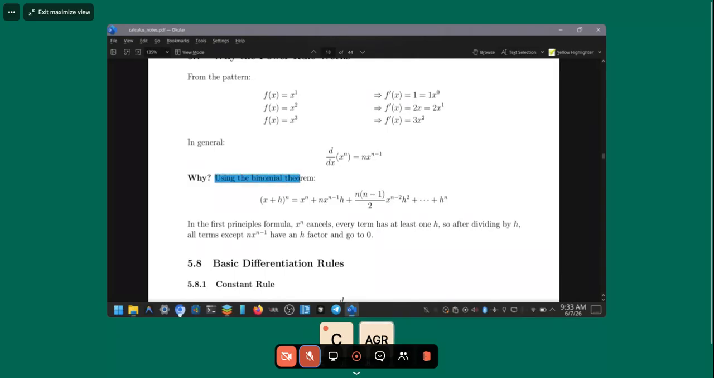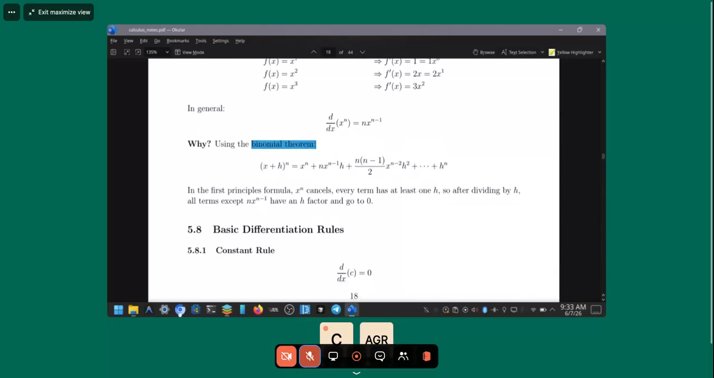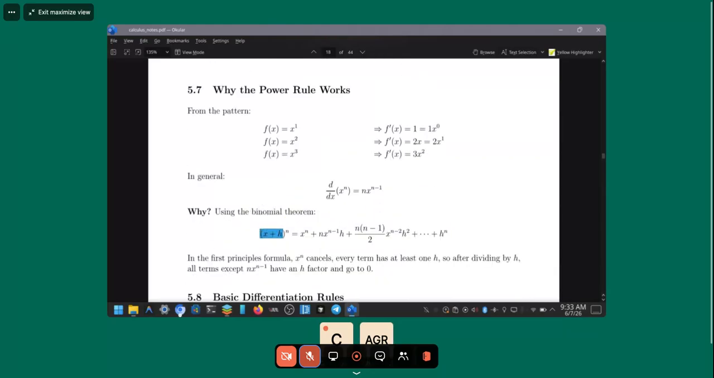Using the binomial theorem. The binomial theorem involves the binomial series. We will look into it shortly in the upcoming sessions. x plus h to the power of n is this. You have to remember it. This one.